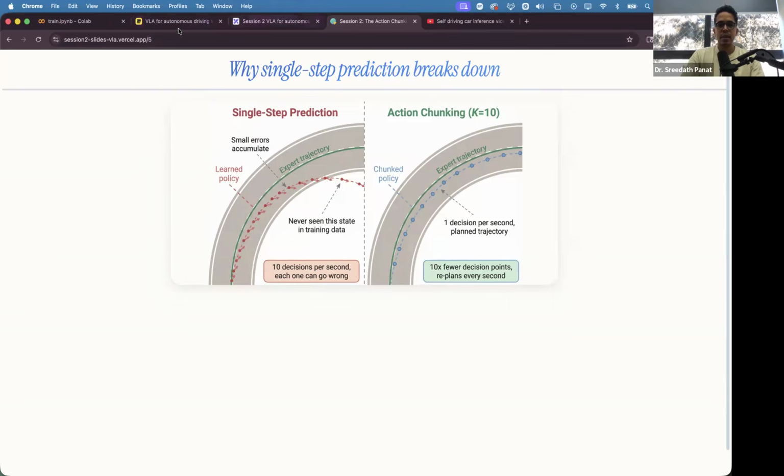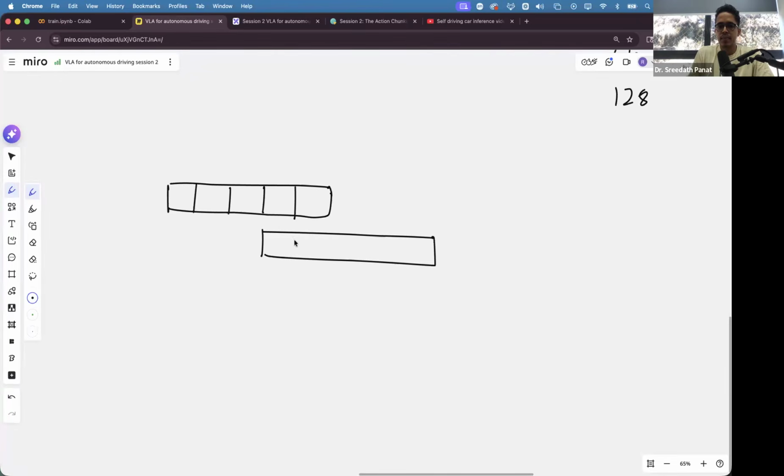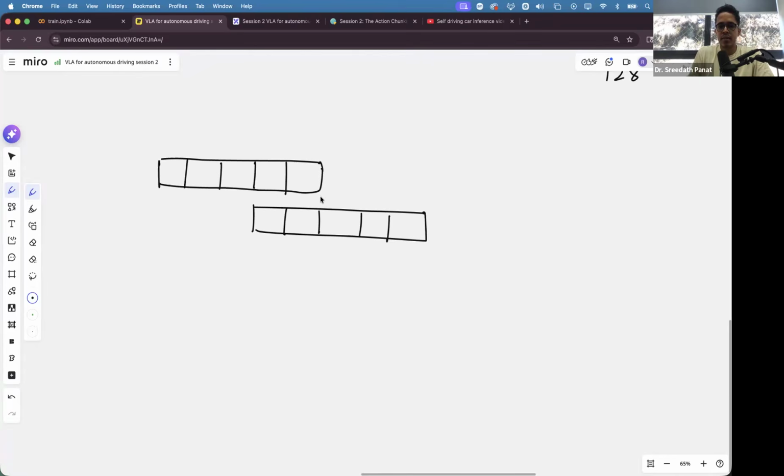So in action chunking, what happens is this. There are different cases. Let's say in each prediction you are predicting 5 actions. You could make the next set of action chunking predictions after these 5 actions or before. So let's say after three actions, you predict the next chunk. Then by the time you reach here, you will have another 5 actions.